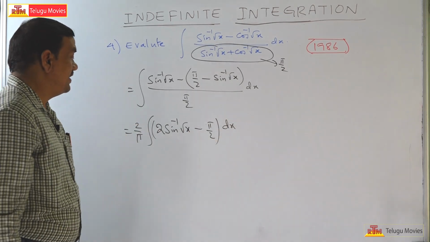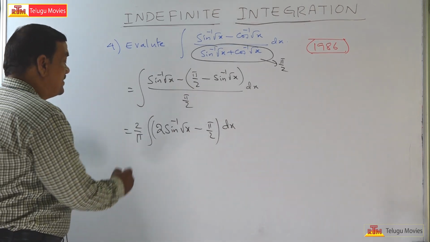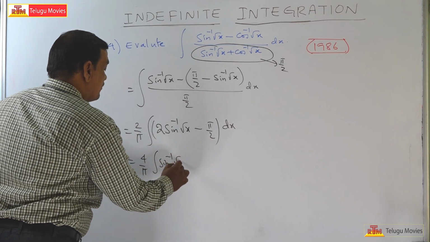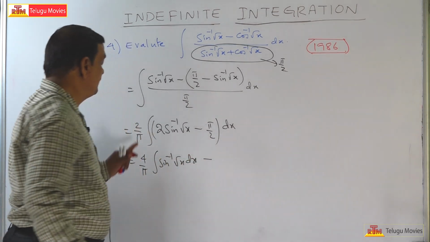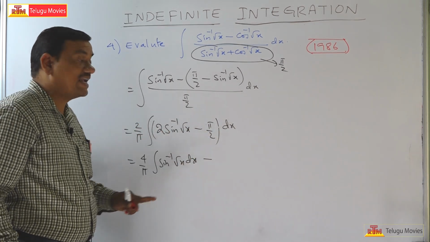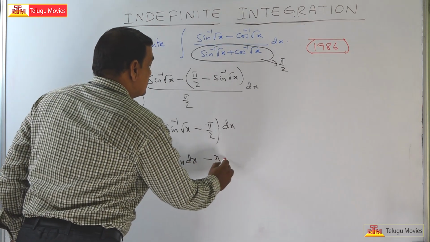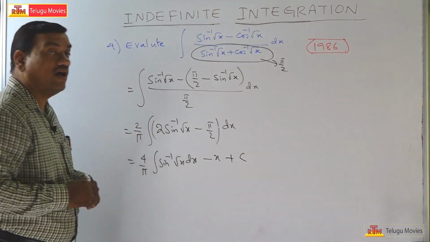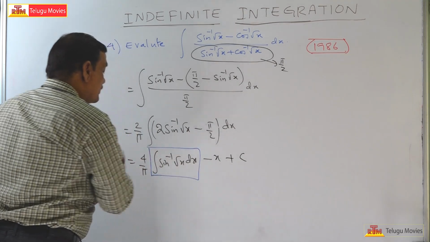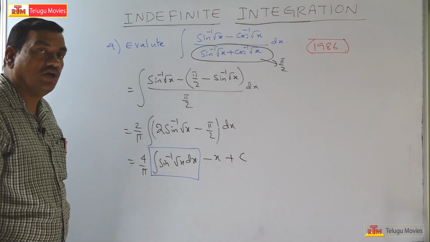Okay now, very nice. Now multiply 2 by pi inside. Let us see what happens. So this is equal to 4 by pi integral of sin inverse of root x dx minus, if you multiply here, pi will get cancelled, 2 will also get cancelled, minus 1 will be there. What is the integral of -1? Minus x plus c. Now our aim is to find this integral, that is integral of sin inverse of root x dx. If I find it, the problem will be over.